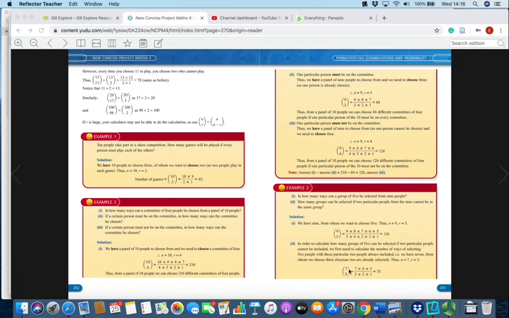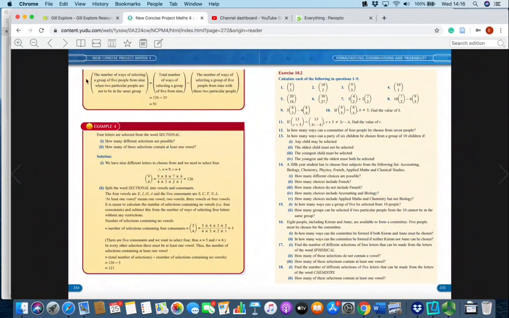There's a typo here in the book. That should say 7 choose 3, not 7 choose 5. So that's a typo there. That should be a 3. Now we've picked the 3. So the number of ways of selecting a group of 5 people from 9 when 2 particular people are not to be in the same group is the total number of ways of selecting 5 from 9, which is the 126 we got at the top, minus the number of ways of selecting 5 people from 9 with those 2 particular people in it. So 91.